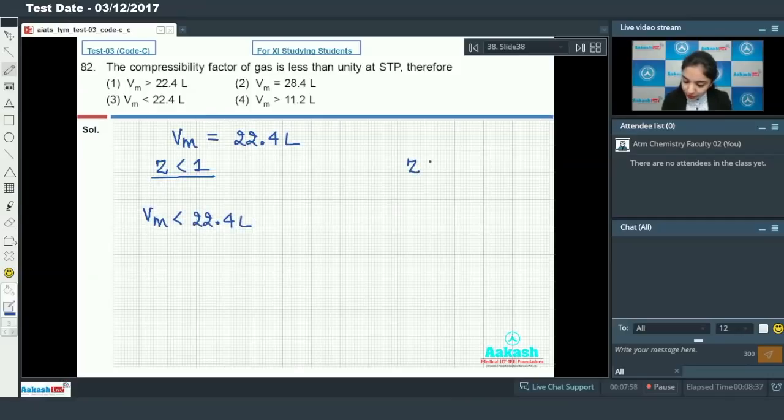And suppose Z is greater than 1, which means intermolecular forces of attraction are very less. So here the molar volume will be greater than 22.4 liters. So here the answer will be option number 3.